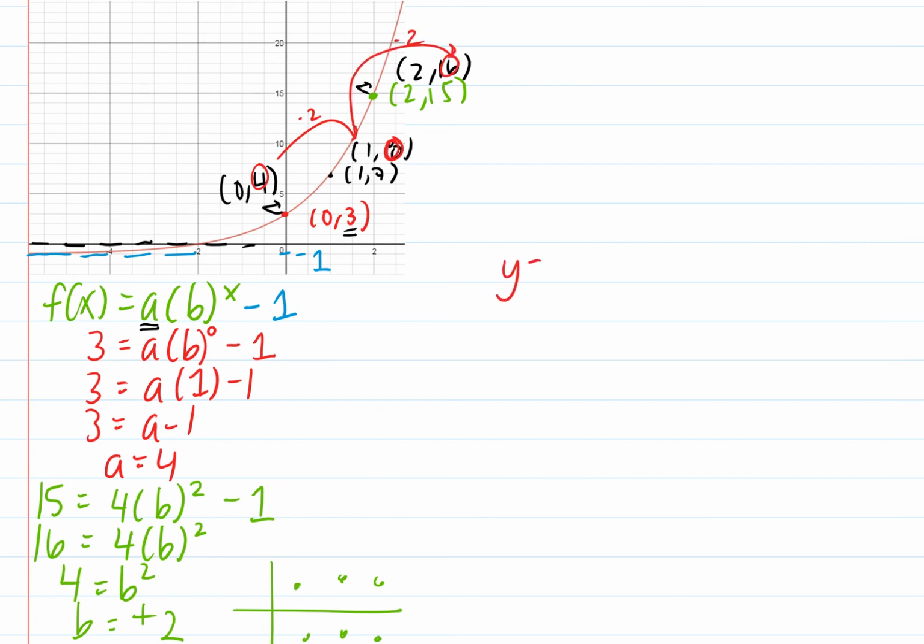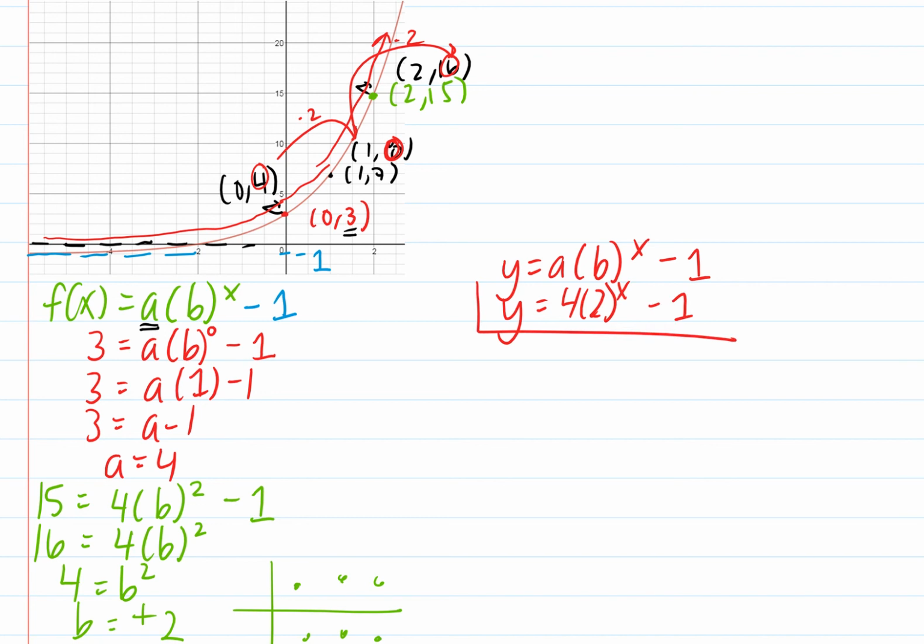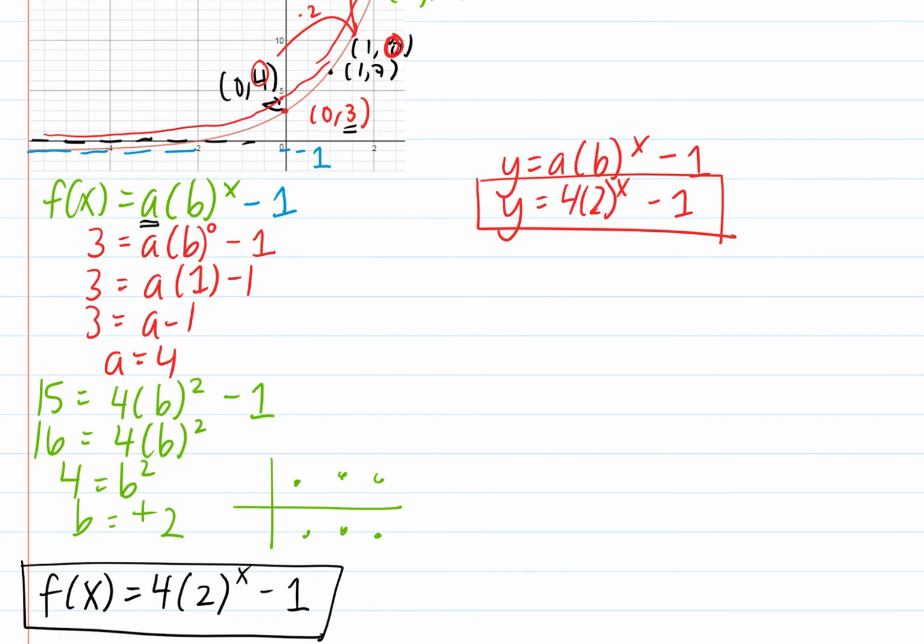So we know that the function must look like a times b to the x, and then we'll have to drag it back down 1 unit. It looks like the function is 4 times 2 to the x, after you drag it back down 1 unit. So notice you get the same equation either way, whether you want to physically move the points back up 1 unit or you want to substitute in 2 different points.